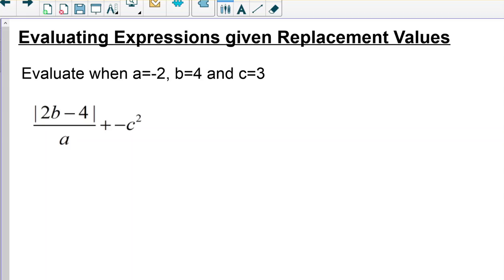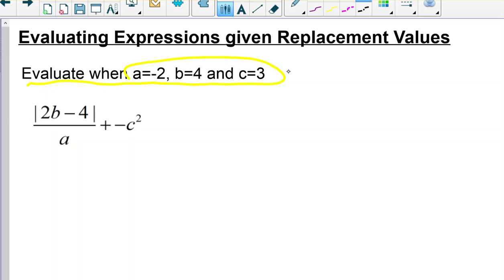Hello. In this video, we are going to evaluate expressions given replacement values. And all that means is we are given an algebraic expression and we are going to follow order of operations. But before we can do that, we have to fill in some information. So we are given the directions to evaluate when a is equal to -2, b is equal to 4, and c is equal to 3.